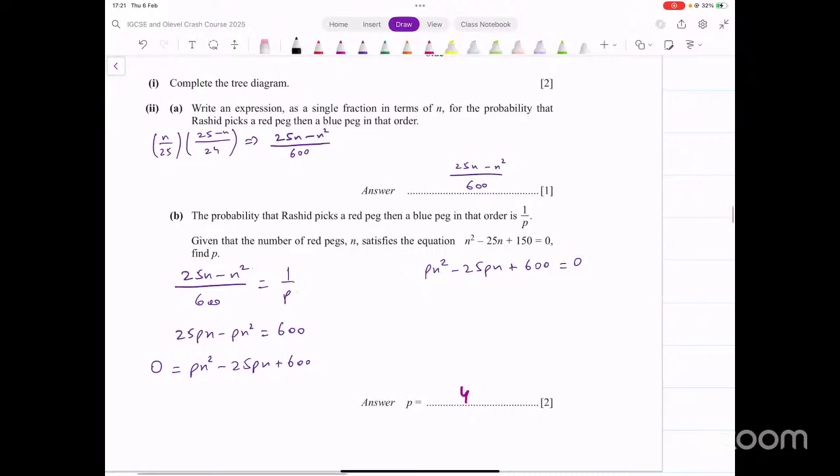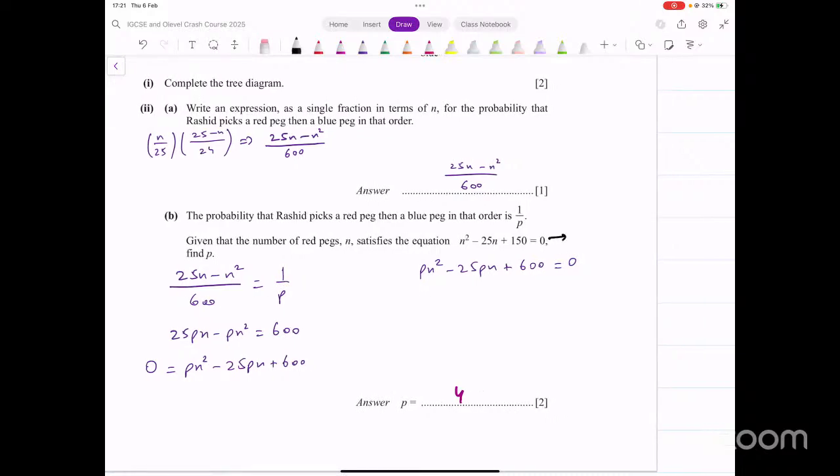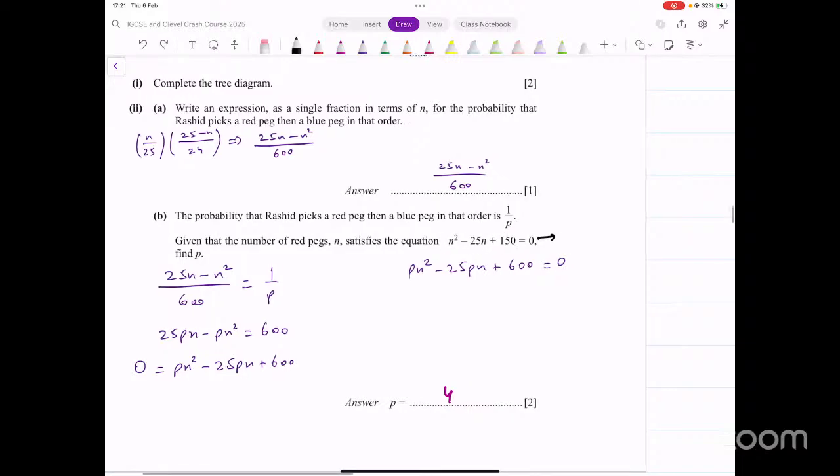So what we can do is, the given equation, the easier way of doing this would be that we multiply this equation by 4. Let's see what we get when we do that. If we multiply this equation by 4, we get 4n squared minus 100n plus 600 equals 0. And now these constants are matching. If these constants are matching, that means that the other terms should also be the same. So this term should correspond to this term. Minus 25pn should correspond to minus 100n, and 600 already corresponds to 600.